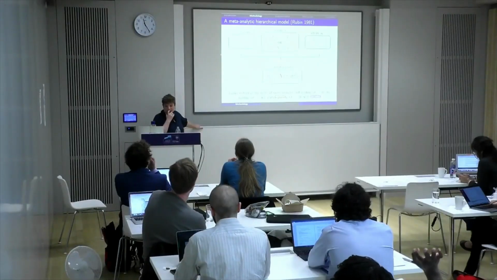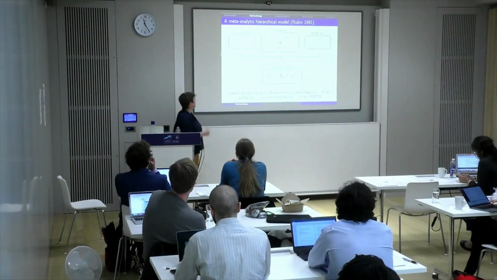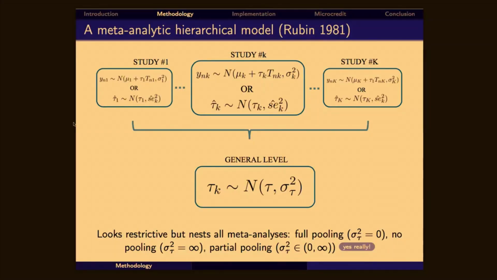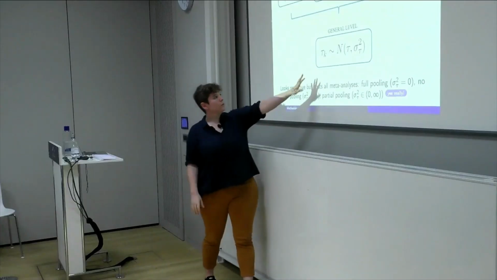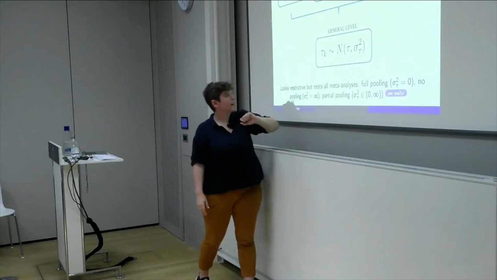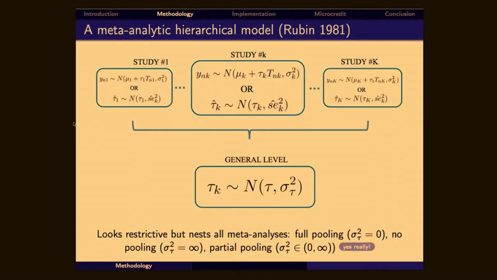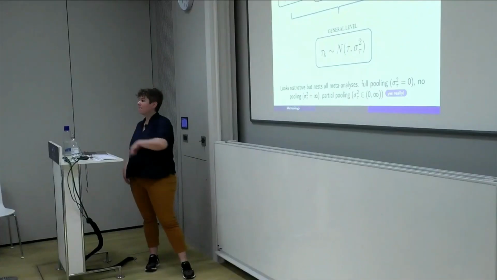All right. So this is the Meta-Analytic Hierarchical Model from Rubin's 1981 paper. I want you to first focus on the general level. That's just the likelihood that I just said we were interested in. That's saying that these treatment effects are actually drawn from some population, governed by a Gaussian distribution with a mean tau and a variance sigma squared tau.